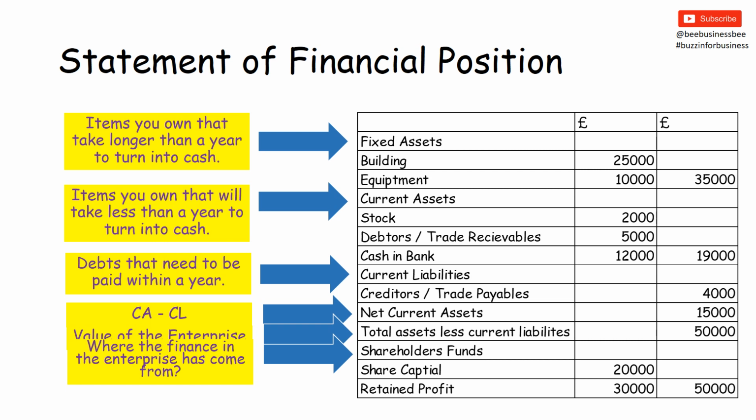Now what's important to say here is share capital is money that you raise from selling shares, and retained profit is profit which you kept back from a previous year. So if you made a profit last year and you kept some of it back and you used it this year, that's retained profit.